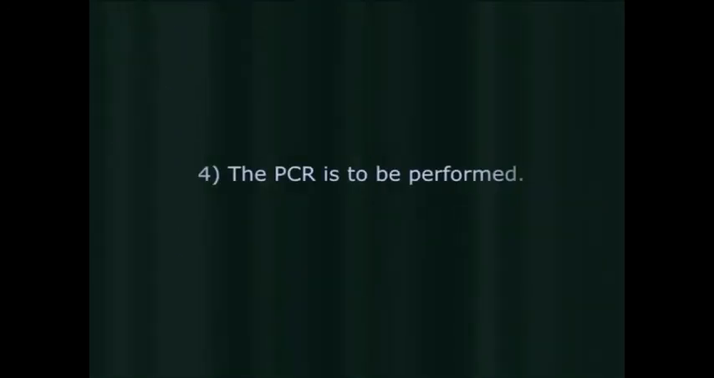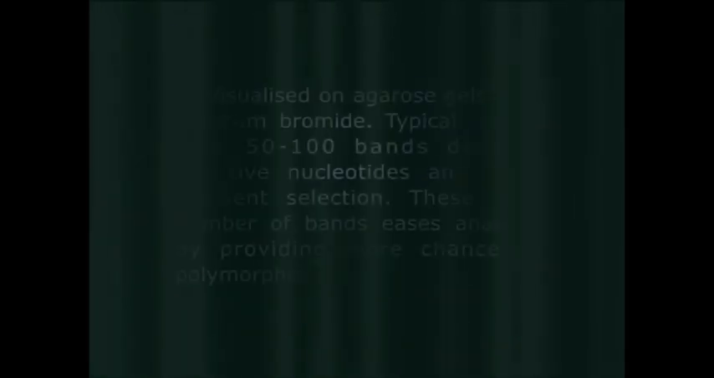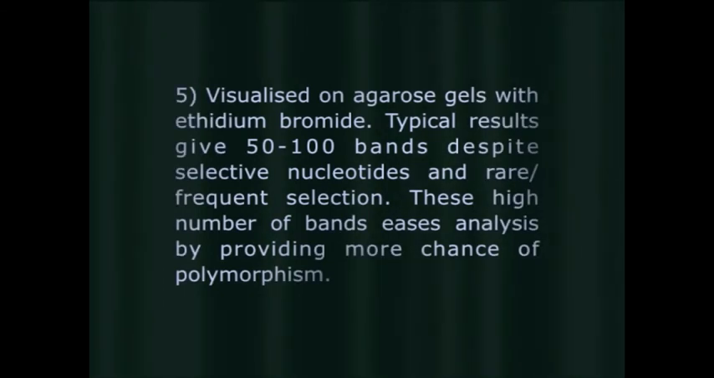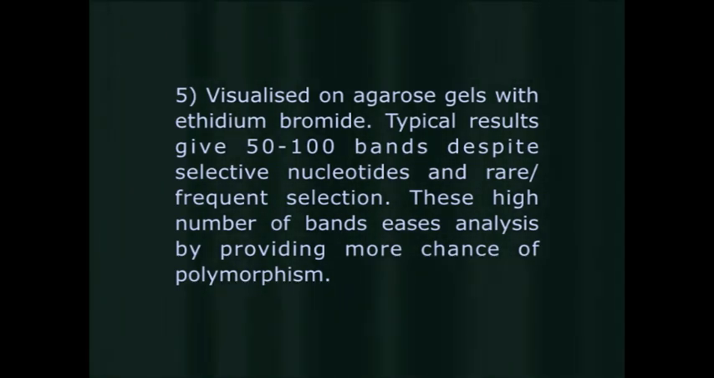Next, the PCR is performed. The next step is to visualize on agarose gel with ethidium bromide. Typical results give 50 to 100 bands despite selective nucleotides and rare or frequent selection. This high number of bands eases analysis by providing more chance of polymorphism.